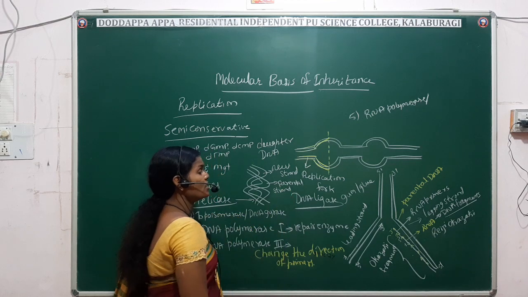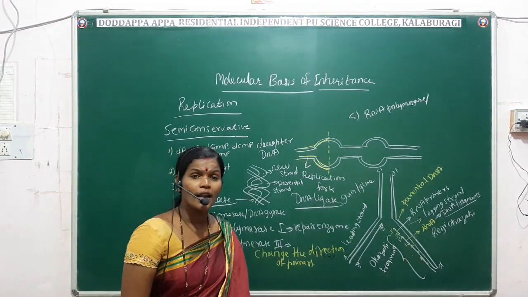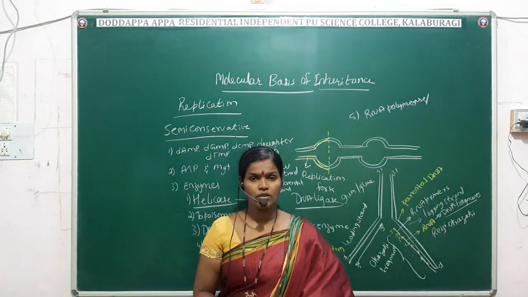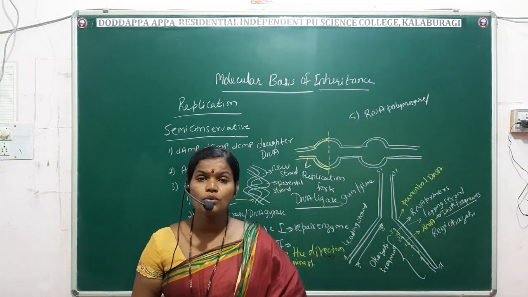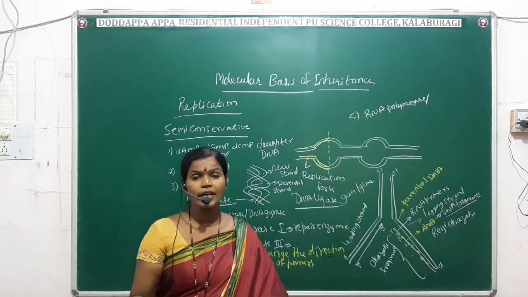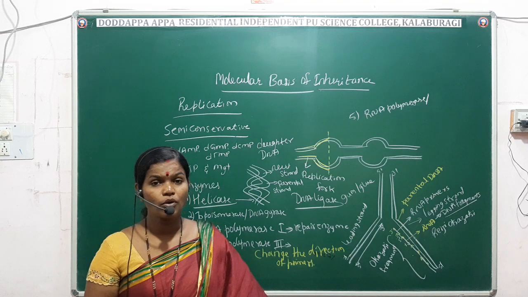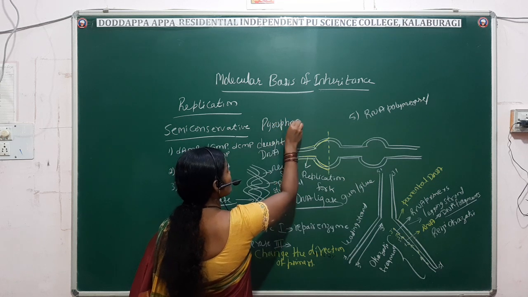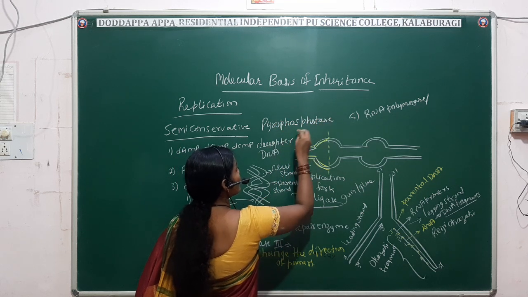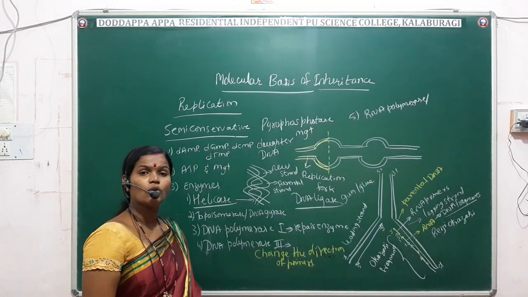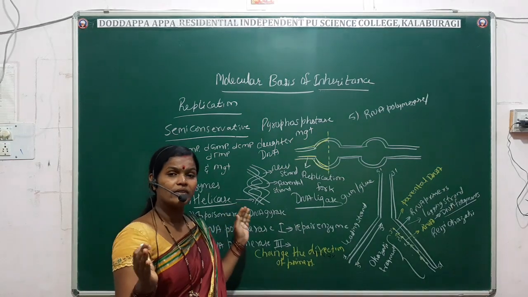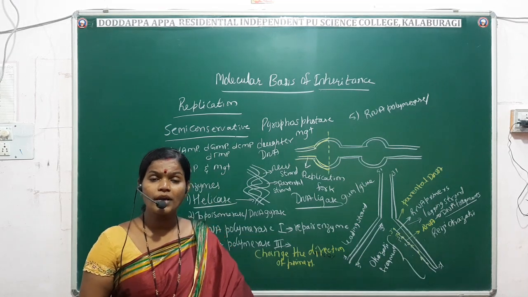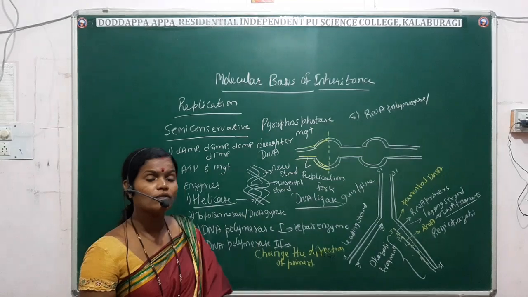Now, for this new daughter DNA, the nitrogen bases are required. Otherwise, it will become a thread-like structure with no density at all, no weightage at all in this DNA. To get the hydrogen bonds, the enzyme that acts is the pyrophosphatase enzyme, along with the magnesium ion. They join with this DNA structure and do the base pairing. Base pairing is done by the joining of the nitrogen bases.